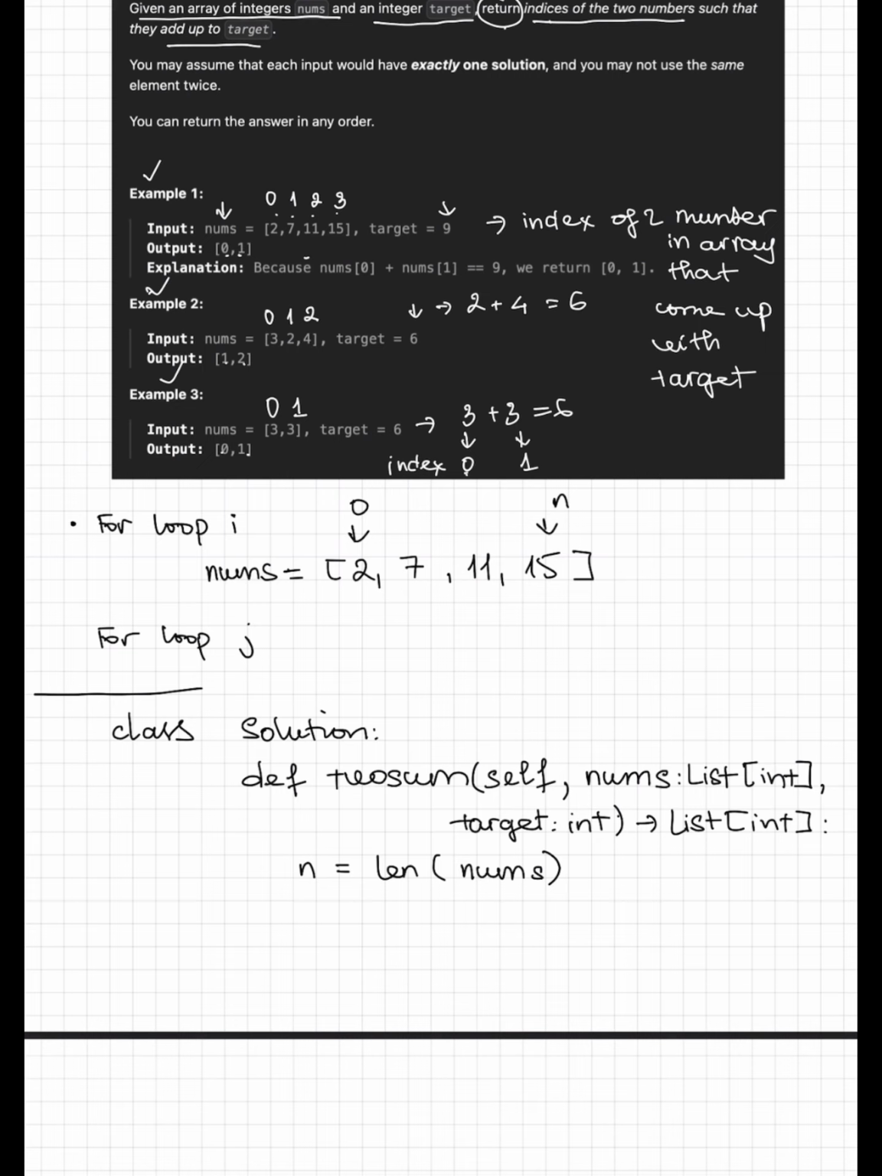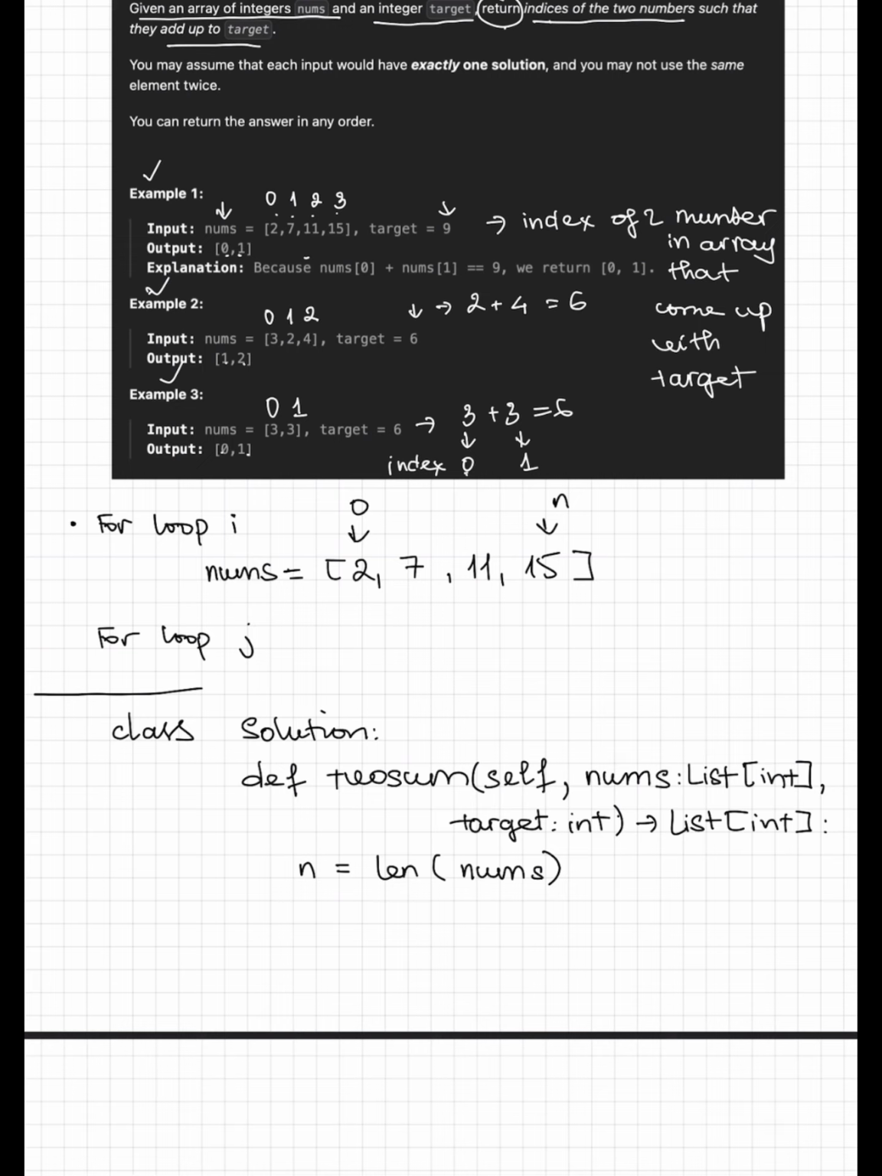Like I said, we use loops here to iterate over the elements in the array. So we have a nested loop. It means that we can expect the time complexity of the brute force approach to be O(n squared), because we have two loops.